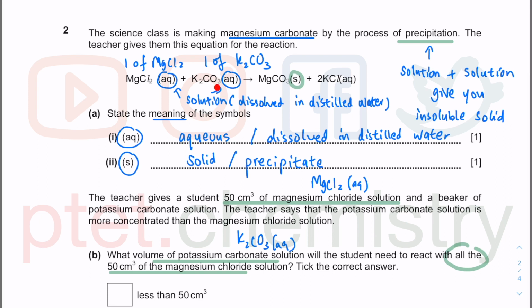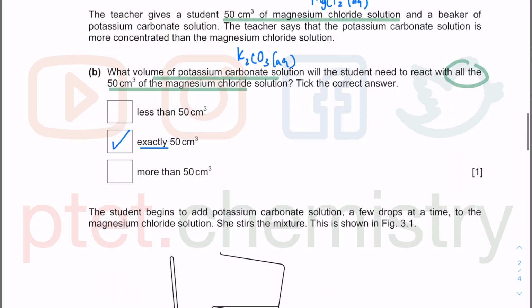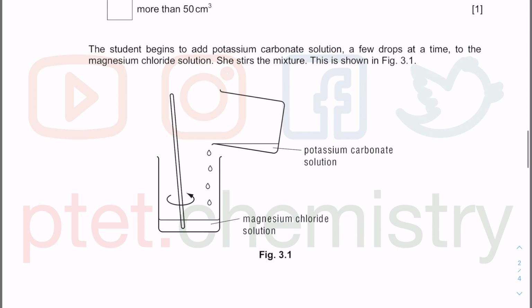So if you have 50 cm³ of this MgCl2, one of it reacts with one of it. If you have 50 cm³ of this, you will react with 50 cm³ of K2CO3, which is why the answer is exactly 50 cm³ there, based on the balanced equation. Now this student begins to add the potassium carbonate solution.